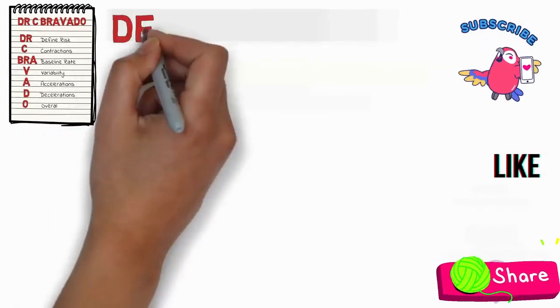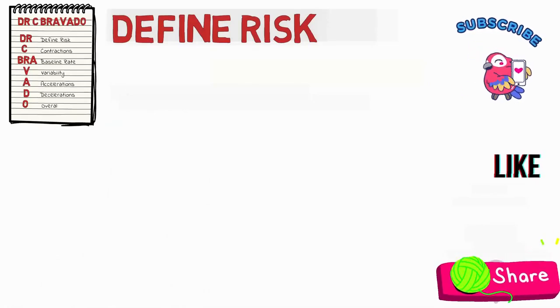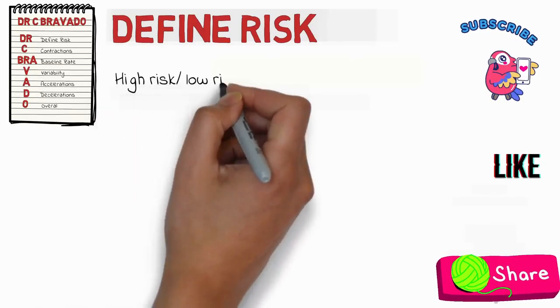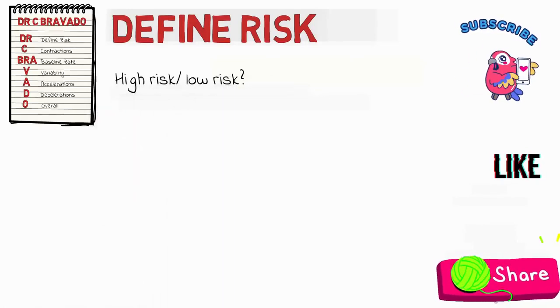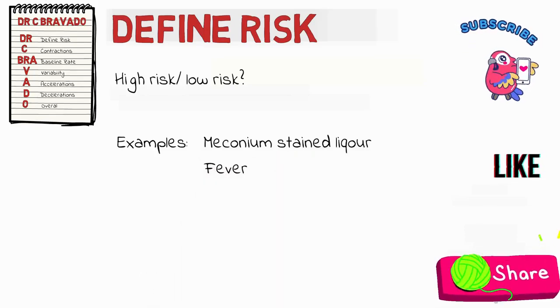Okay, so starting off with define risk. Essentially here we are assessing the risk factors of the pregnancy. Is it a high risk or a low risk pregnancy? Are there risk factors such as meconium-stained liquor, fever, or intrauterine growth restriction making the pregnancy high risk?